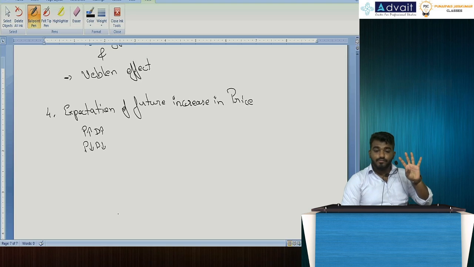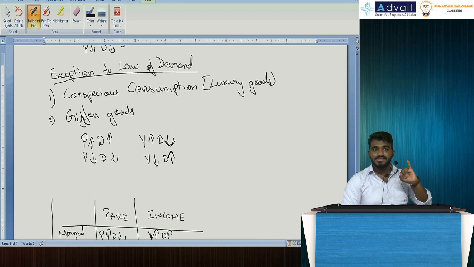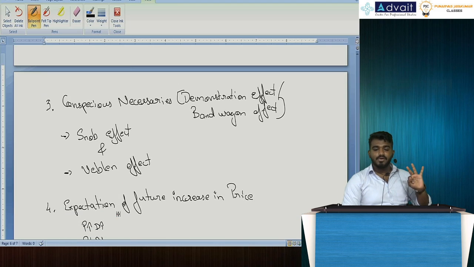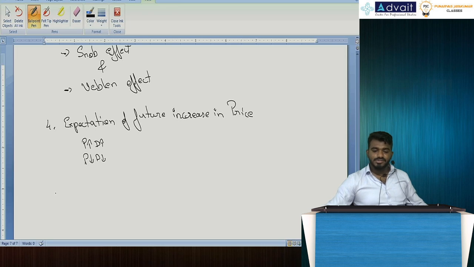Sir, we have discussed 4 points till now. Point number 1, conspicuous. Point number 2, Giffens. Point number 3, conspicuous. Point number 4, expectation of future increase in price. Now, the fifth point, and the one you people have noticed most commonly every single time, that is in case of emergency.